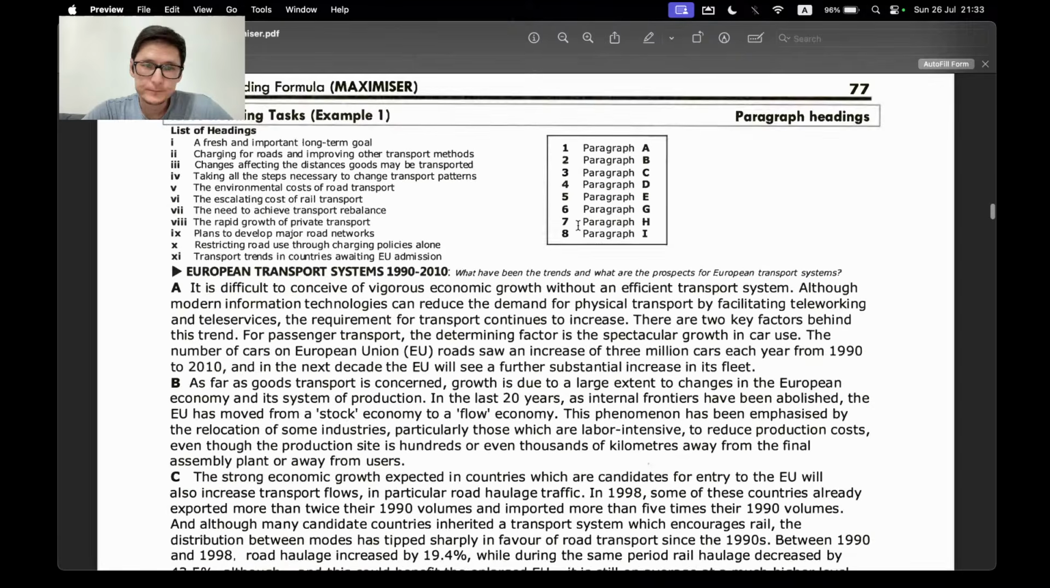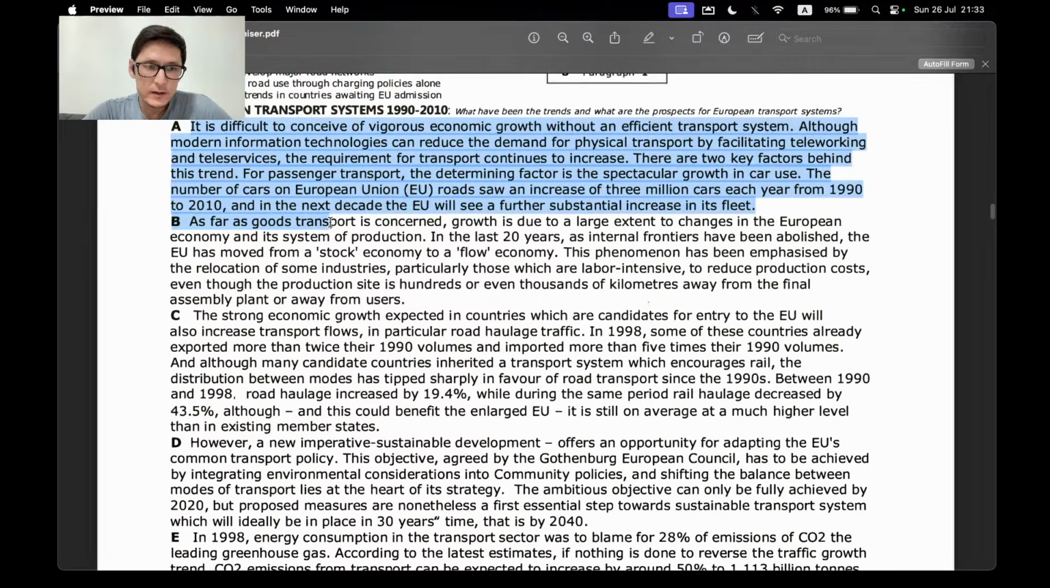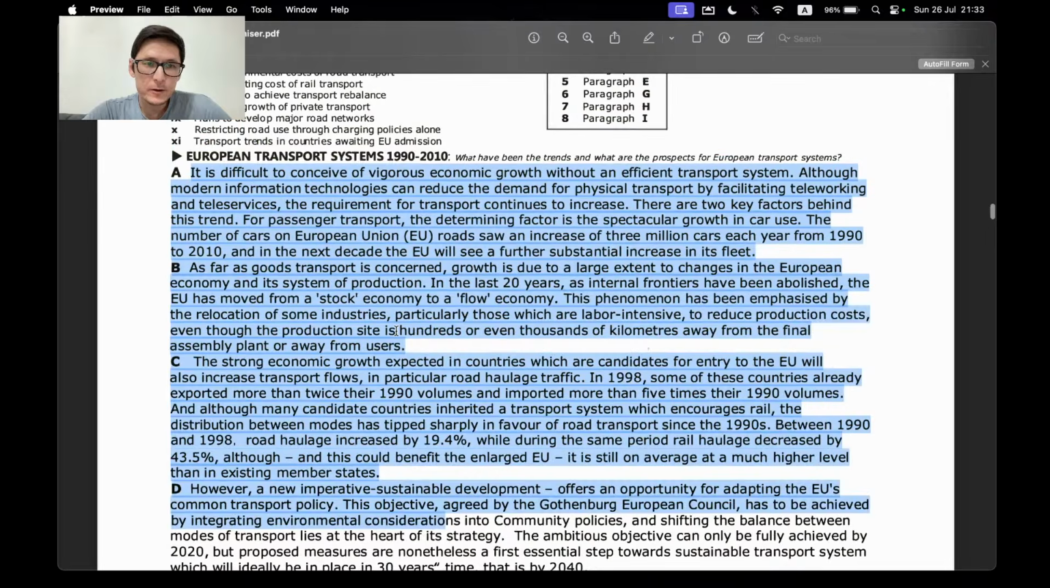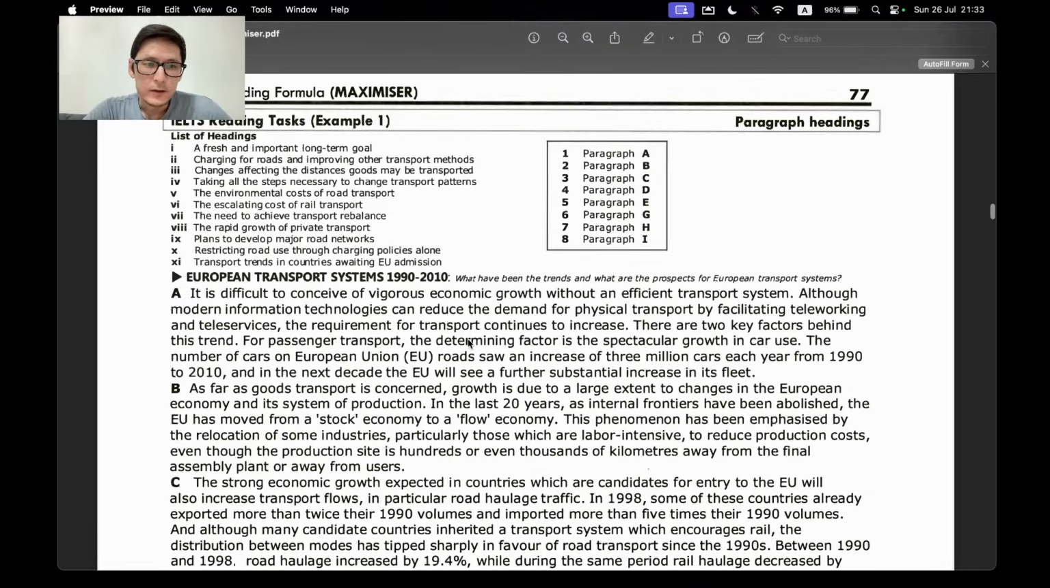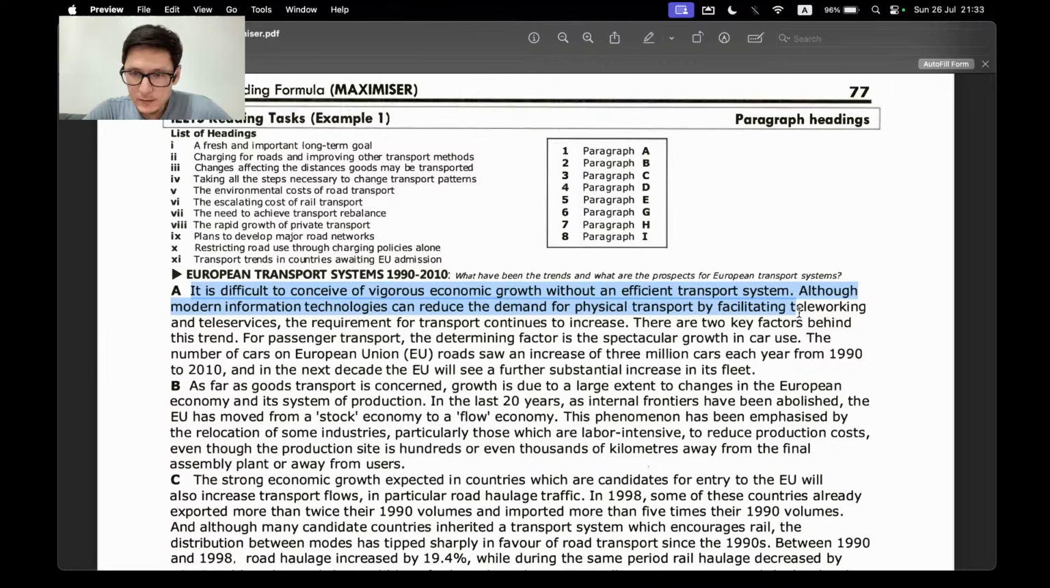So here is a list of headings. Here are the paragraphs A, B, C, D. First read the headings, look for the keywords, the ideas. So you have read the list of headings. Then you can move to paragraph A. Read paragraph A, then try to find the answer in the list of headings. Which answer goes for paragraph A? And when you have found the answer, then you can move to paragraph B, the next one.